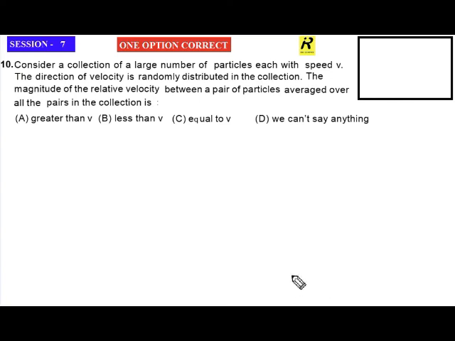So definitely we know 4 divided by pi is more than 1. That means this whole term is greater than v. So now we simply think: greater than v, less than v, equal to v, and we cannot say anything. So I feel it is better to choose option A as the best choice. So that's all about this particular question.